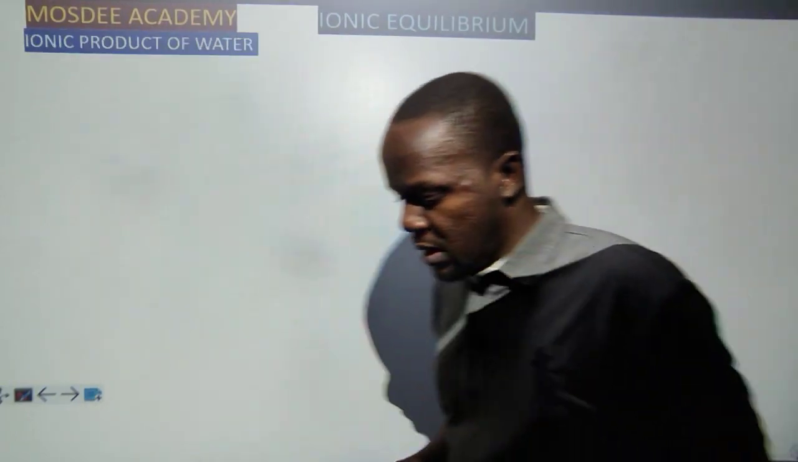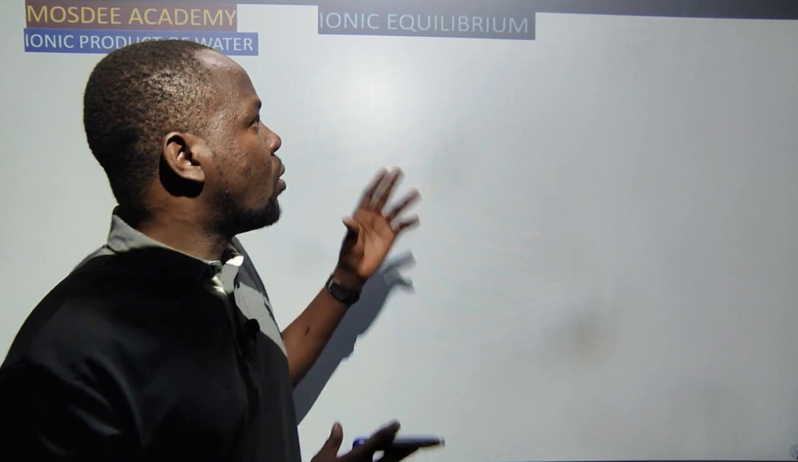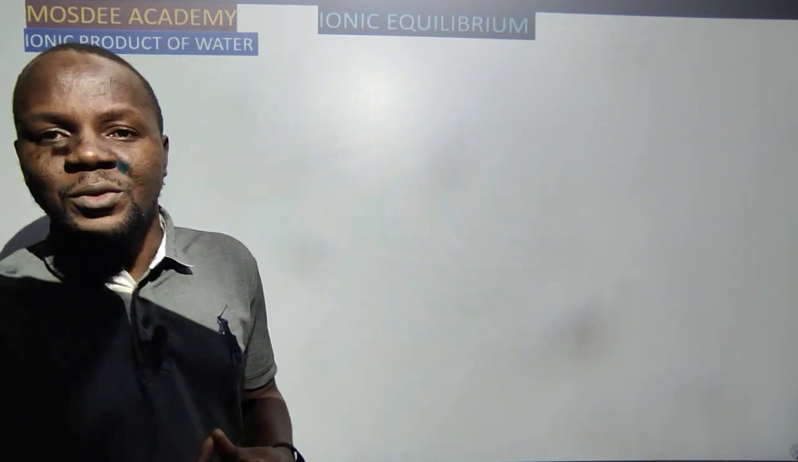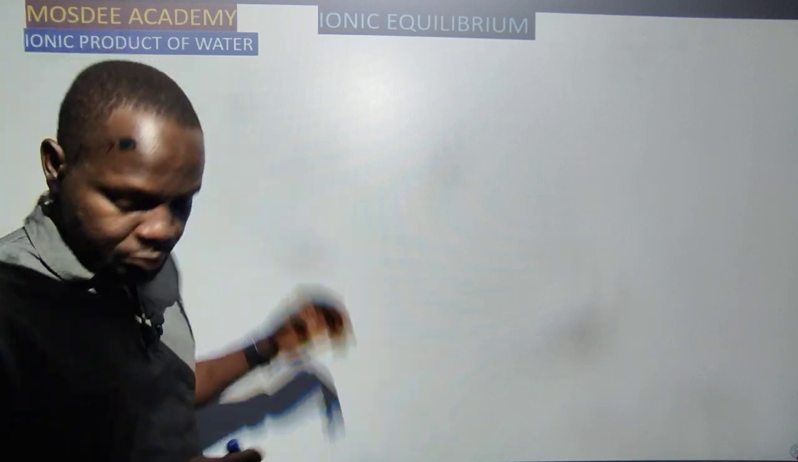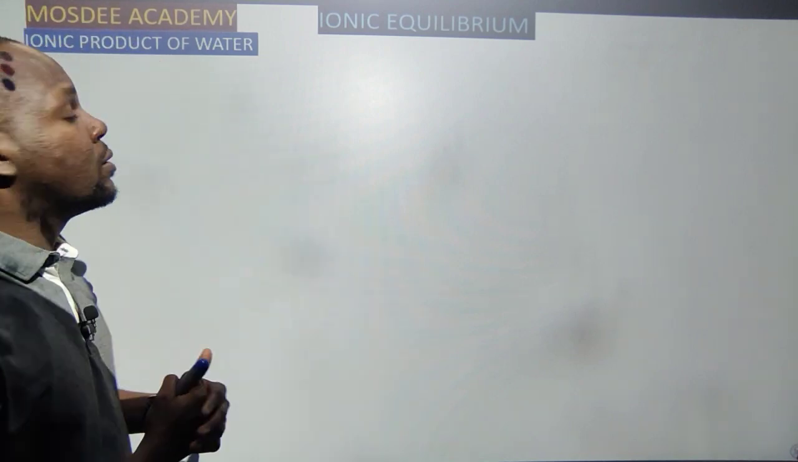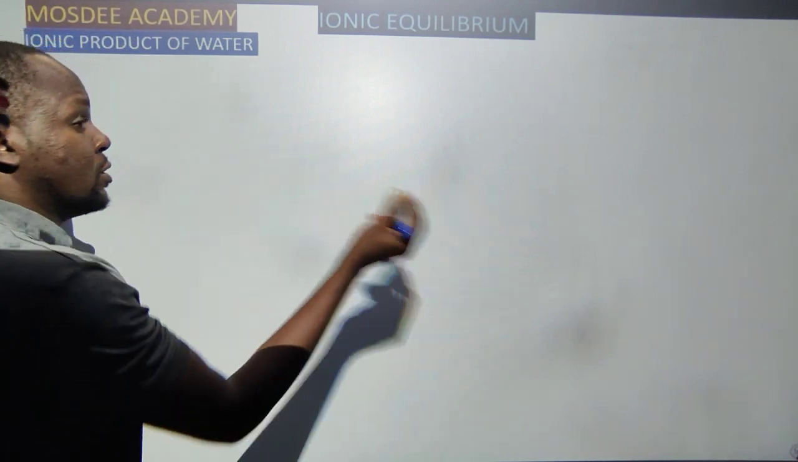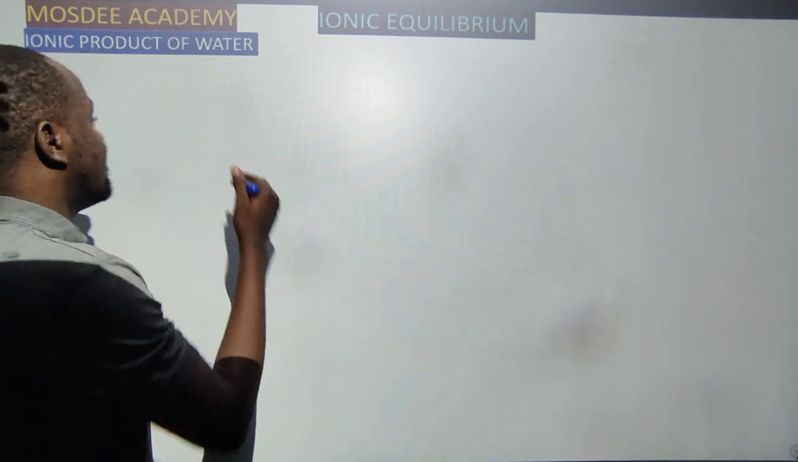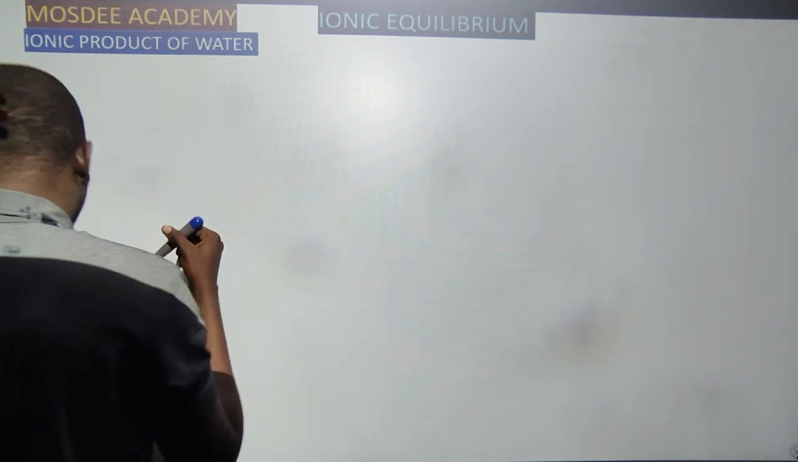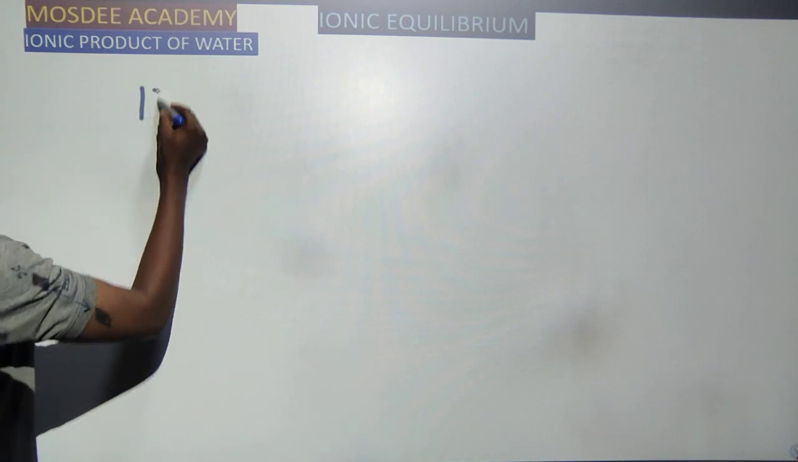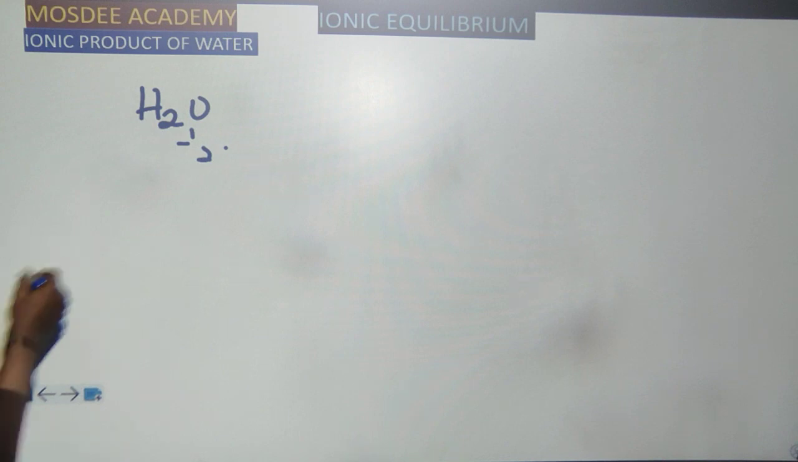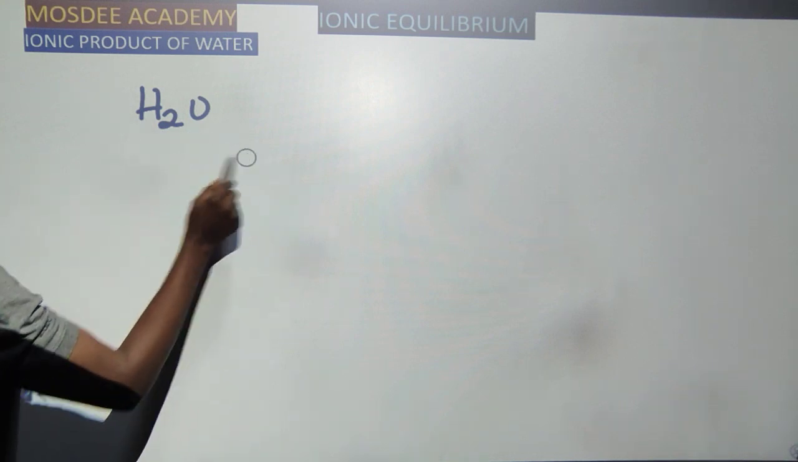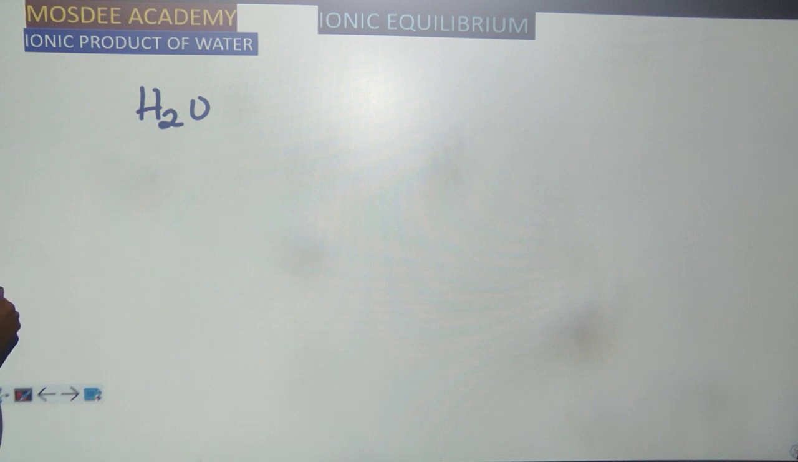Thank you very much. Now, having said that, we now move from what we call the dissociation constant, which we say is the measure of the concentration, to what we call the ionic product of water. Now, talking about the ionic product of water, let's take water just like what I did now. Water is written, basically, everybody knows that, as H2O.